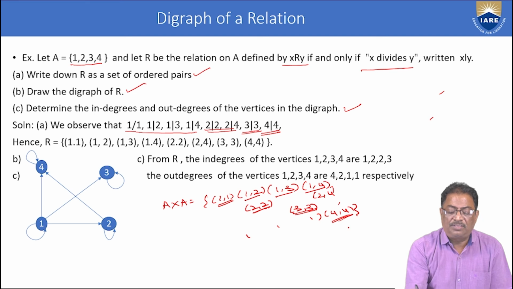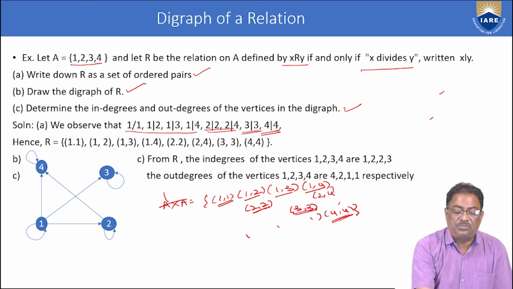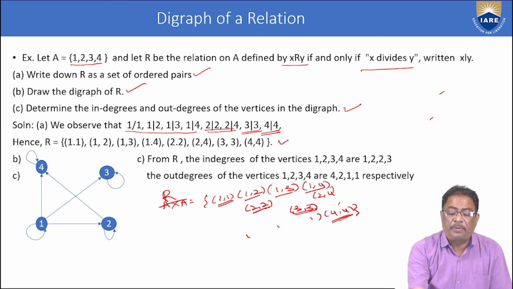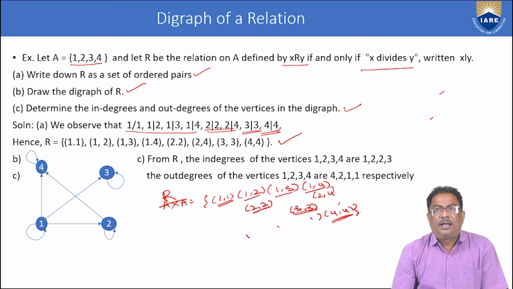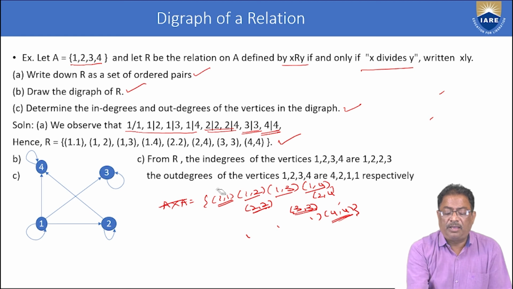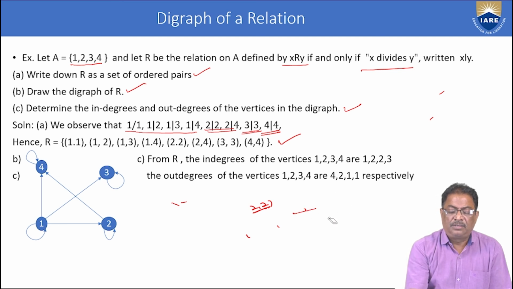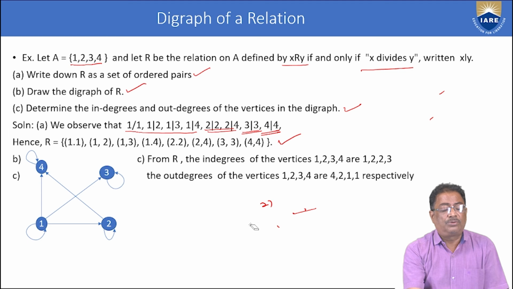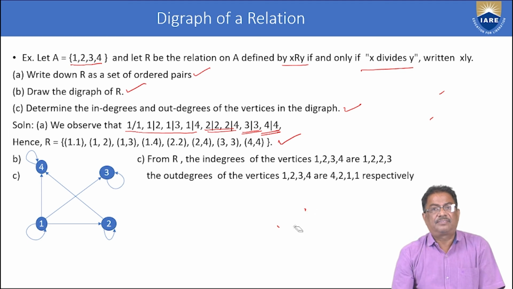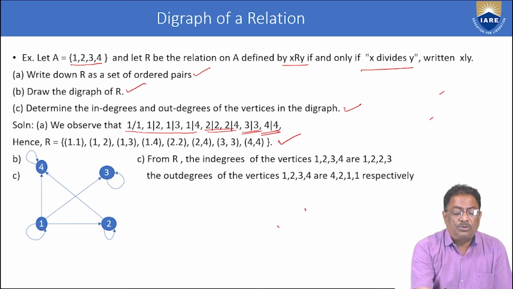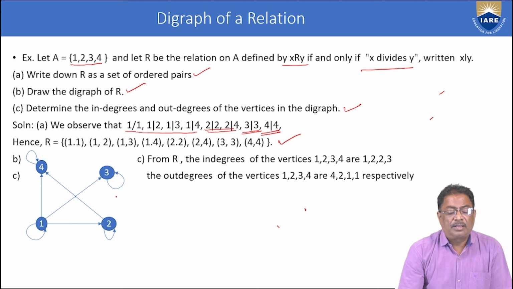So now whatever these ordered pairs will be there, this will become a relation. This is the relation, so those ordered pairs we are mentioning. After mentioning all the ordered pairs, that is the relation. Now after constructing a relation, we have to find out what is the digraph of this. So first we have to construct the digraph.